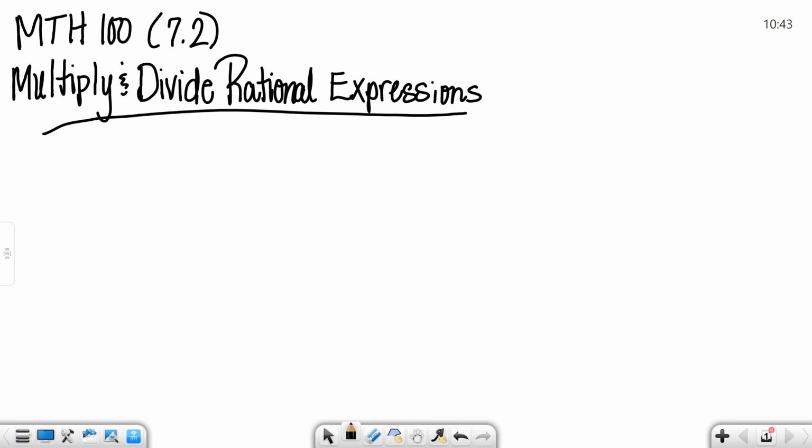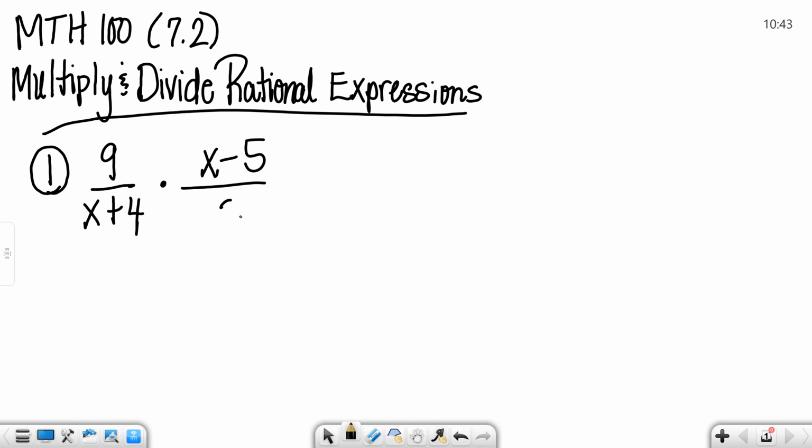All right, so let's start with a problem that is multiplying. So we've got two rational expressions here. We've got 9 over x plus 4 times x minus 5 over 2. So two fractions, we're multiplying them together.